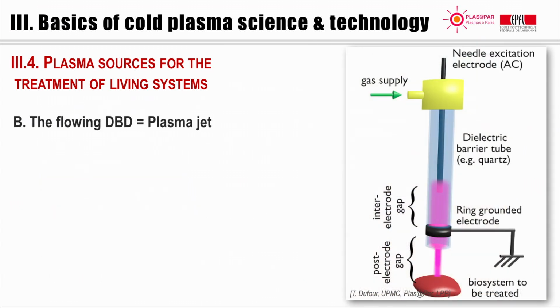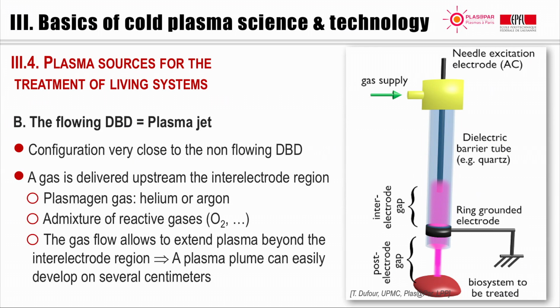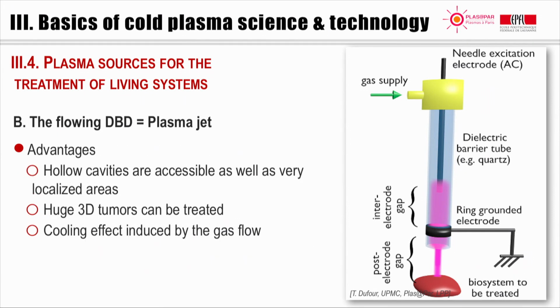The configuration of the plasma jet now is very close to the structure of the non-flowing DBD. In this case, the voltage is delivered by an inner needle electrode, while the outer ring electrode is grounded. The dielectric barrier separates these two electrodes. Inside this tube, a gas is delivered upstream of the inter-electrode region. Usually this gas is helium or argon, but it can be mixed with other reactive gases such as oxygen. The input gas allows to extend the plasma beyond the inter-electrode region, and therefore a plasma plume can easily be developed over several centimeters. Several advantages are noteworthy.